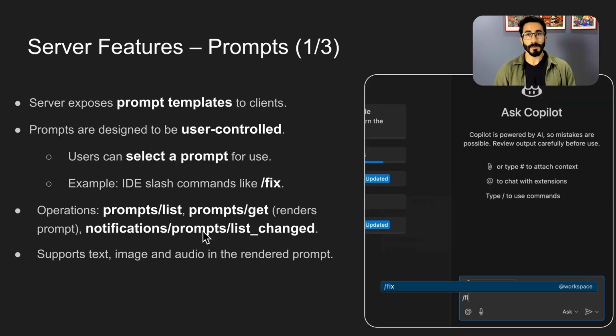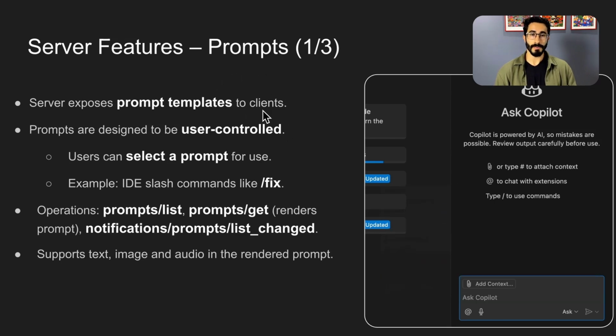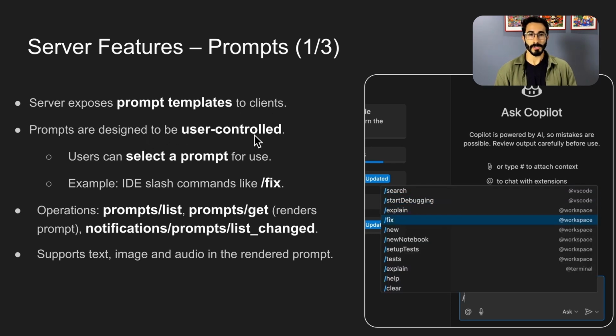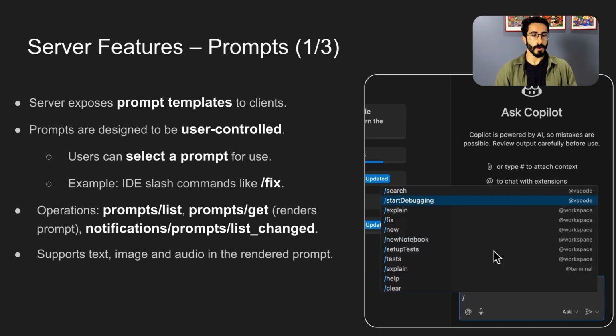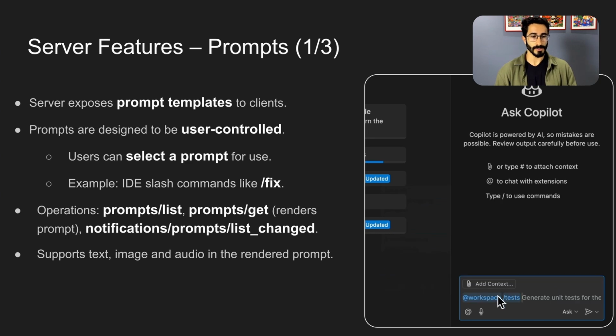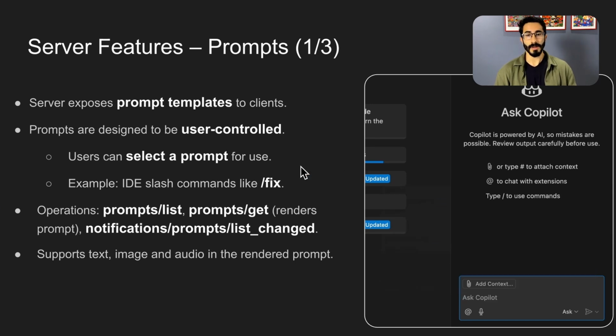Now let's move on to server features. The first one being prompts. So prompts are just templates that are available to be used by the client and the host application. They are meant to be user controlled, so the user chooses when and whether to use these prompts. So for instance, if you're using GitHub Copilot, when you type something like /fix or /tests, the application is injecting a prompt that will enhance the behavior of the LLM under the hood.